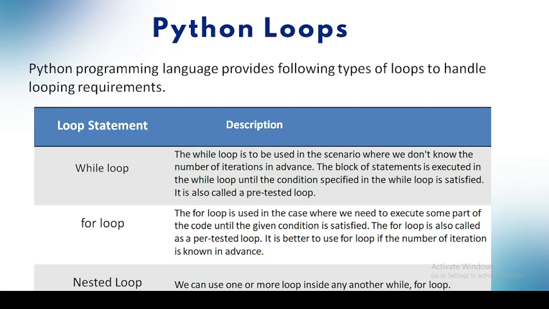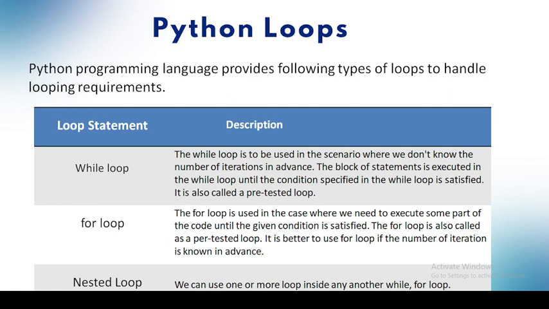Now, what are the different types of loop available in Python? The Python programming language provides the following types of loop to handle looping requirements. Here we have three different kinds of loop in Python: the while loop, the for loop, and also the nested loop. So what is the while loop actually? The while loop is used in a scenario where we don't know the number of iterations in advance. So in a case where we don't know how many times our iteration should be done, we can use the while loop.